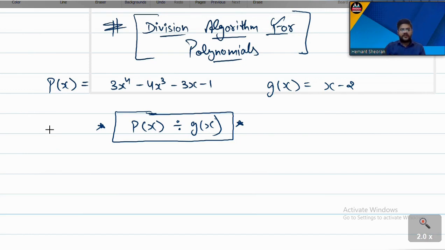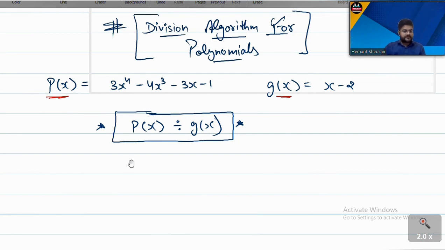Okay, so we are going to learn about the division algorithm. Meaning how the division works for polynomials. So we have these two polynomials, one is p(x), one is g(x). So we will learn how we will do the division for them.